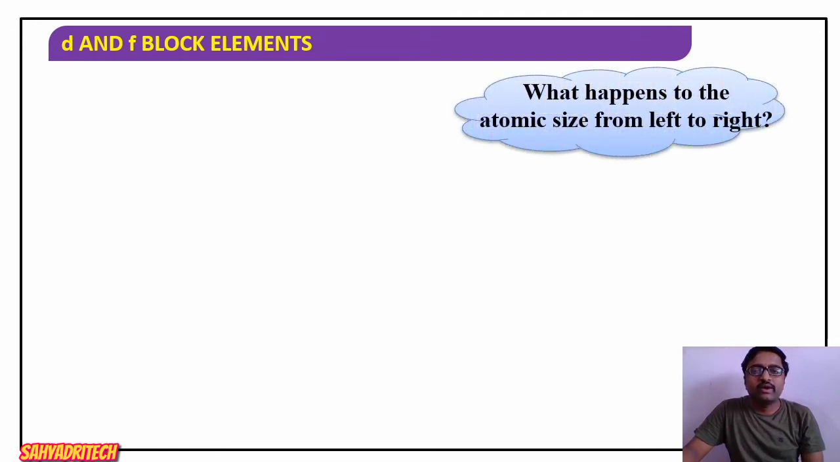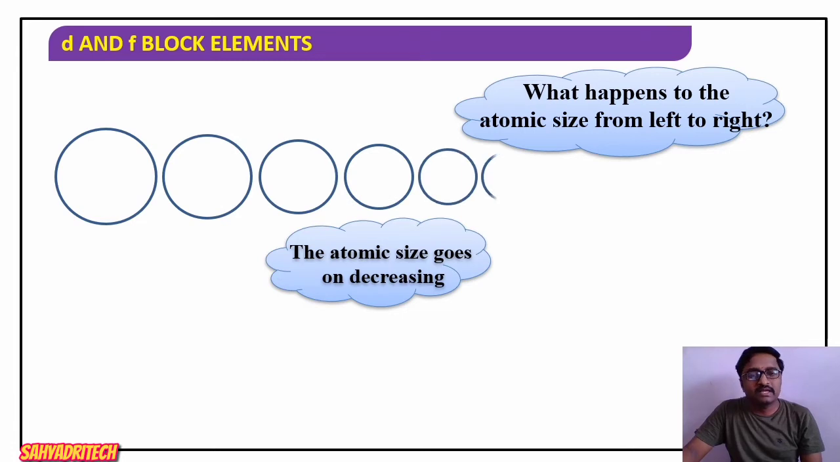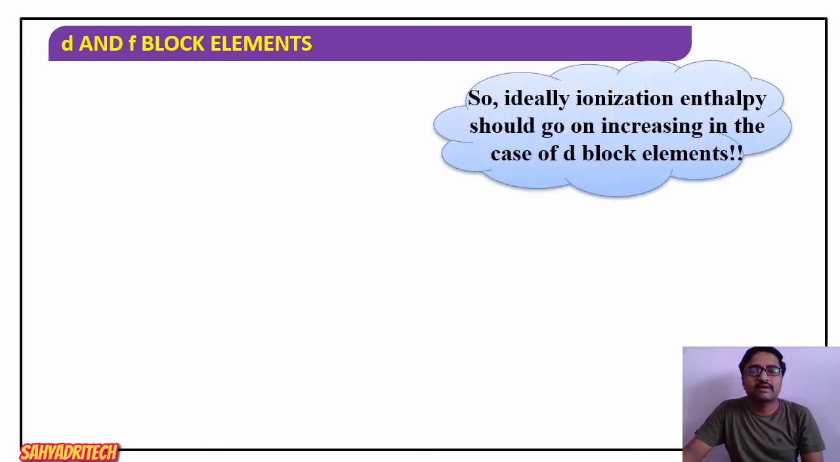Now if we consider what happens to the atomic size from left to right. Generally we know that from left to right the atomic size goes on decreasing. In the periodic table atomic size decreases from left to right. Yes, it is also true with respect to D block elements. In any of the series, if you analyze, atomic size goes on decreasing generally from left to right along a period.